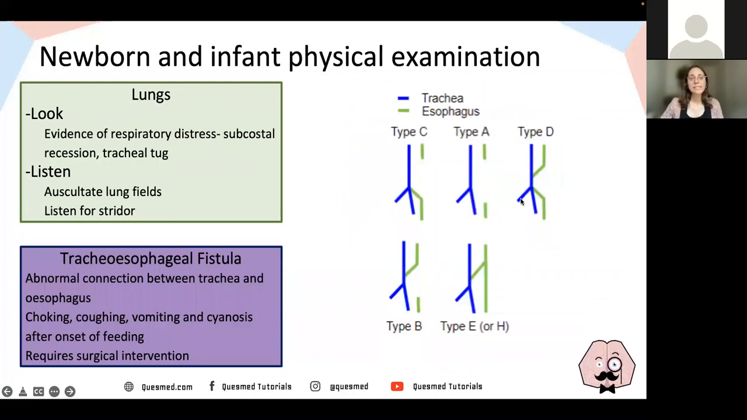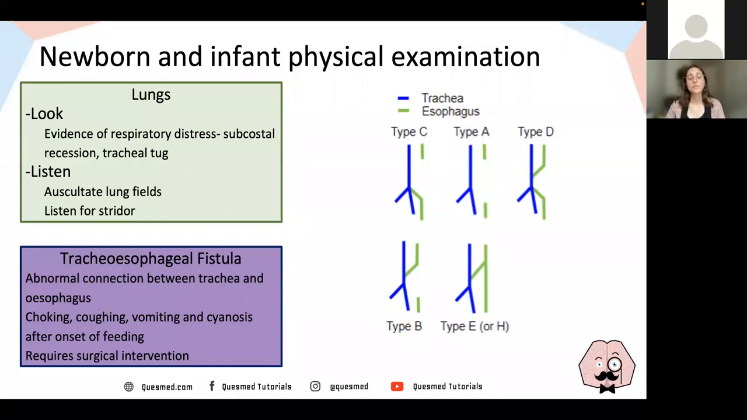Okay, so while you're listening, you should also have a little listen to the lungs, and check whether the baby is struggling to breathe at all, any subcostal recession, tracheal tug, and any stridor, but that should probably become a bit more obvious before you listen to the chest. Worth bearing in mind, things that can go wrong with the respiratory system include a tracheoesophageal fistula, where you might pick it up because the baby, right after feeding, starts coughing, vomiting, looks like they're choking or going blue right after feeding.